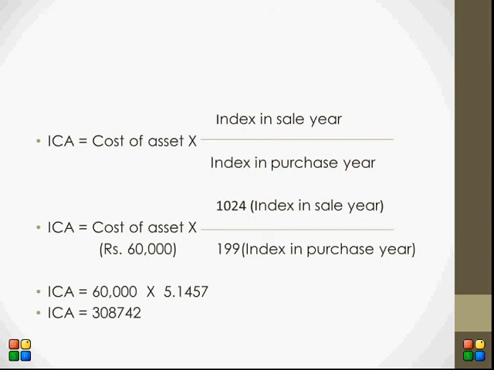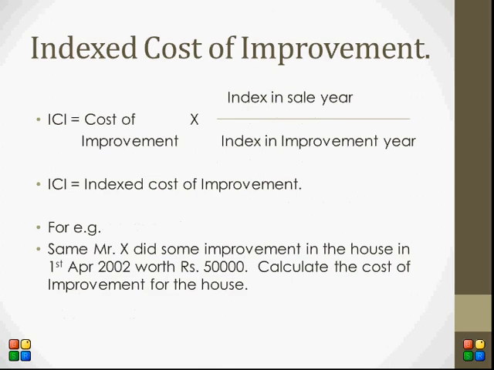Next, the indexed cost of improvement, ICI. The indexed cost of improvement is equal to cost of improvement into index of sale year, divided by index in improvement year. For example, say Mr. X did some improvement in the house on 1st April 2002 worth rupees 50,000. Calculate the cost of improvement for the house. You can see the formula: cost of improvement into index in sale year, divided by index in improvement year.